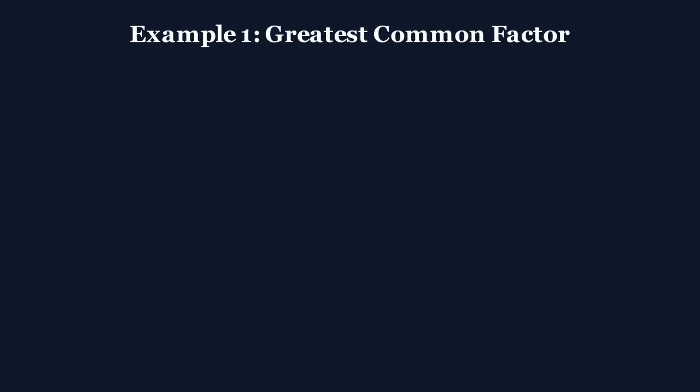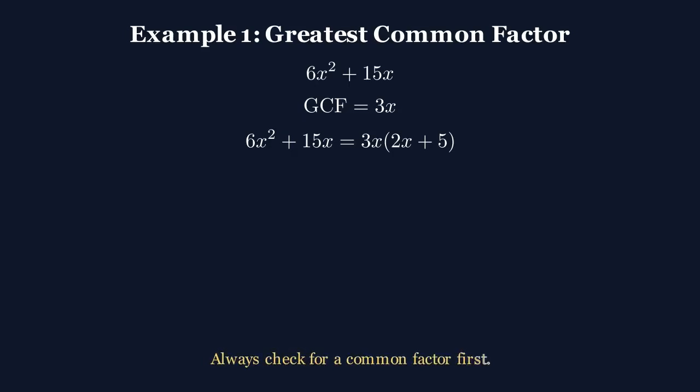Example 1. Factor 6x squared plus 15x. The greatest common factor is 3x. Divide each term by 3x. 6x squared divided by 3x is 2x, and 15x divided by 3x is 5. So the answer is 3x times (2x plus 5).